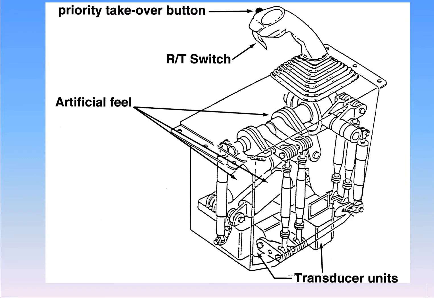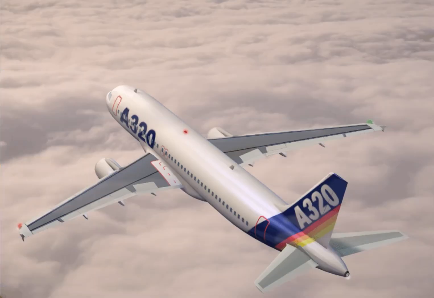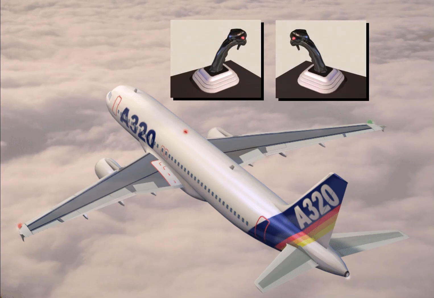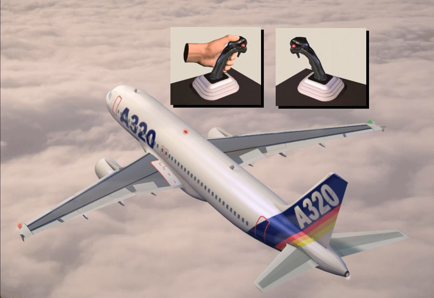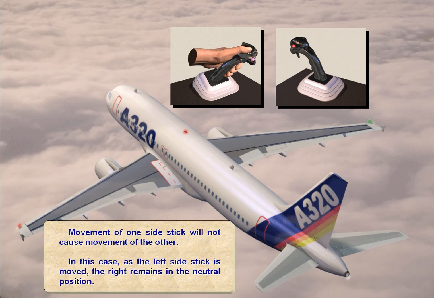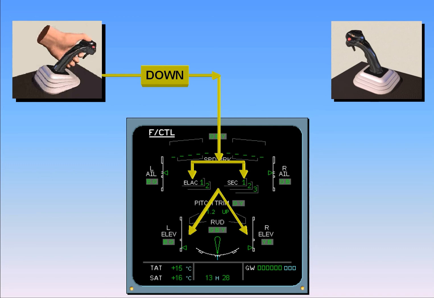This is a diagram of the inner workings of the side stick. In the A320 family, manual roll and pitch are controlled by the side sticks. They are spring-loaded to neutral and receive no feedback from the flight controls. Movement of one side stick will not cause movement of the other. In this case, as the left side stick is moved, the right remains in the neutral position. All side stick commands are processed through the flight control computers before being sent to the control surfaces. You can see that as one side stick is pushed forward, the elevators move down in response.